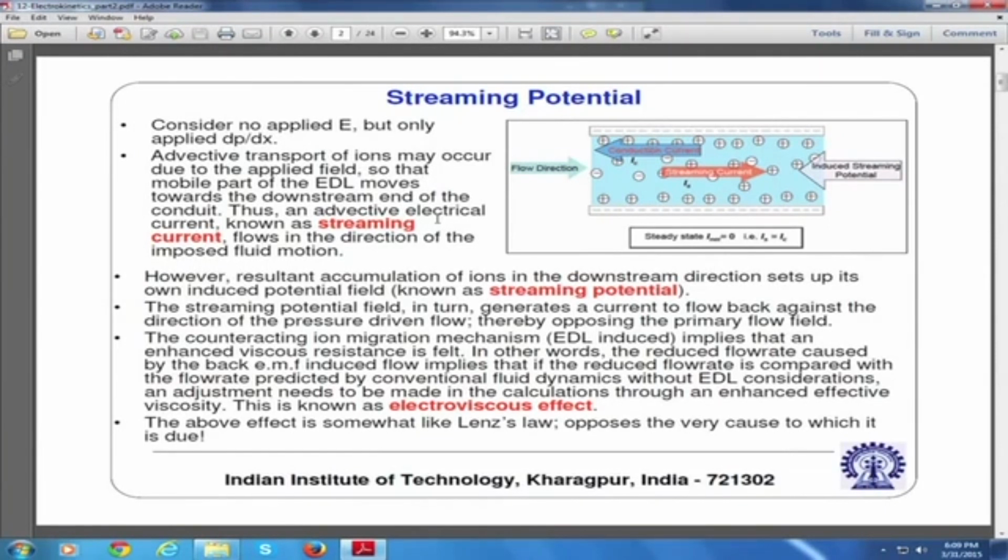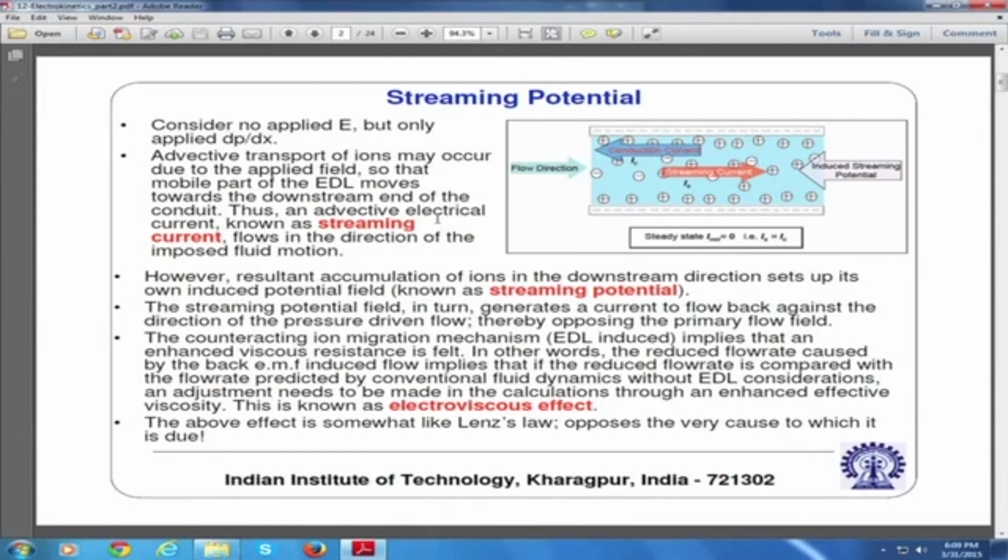However, the resultant accumulation of ions in the downstream direction sets up its own induced potential field, also known as streaming potential. The streaming potential field in turn generates a current to flow back against the direction of the pressure driven flow, thereby opposing the primary flow field. The counteracting ion migration mechanism implies that enhanced viscous resistance is felt.